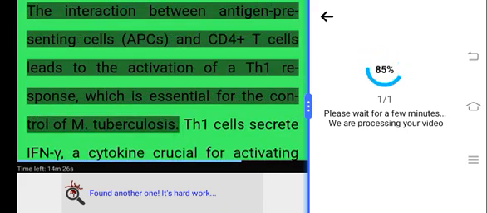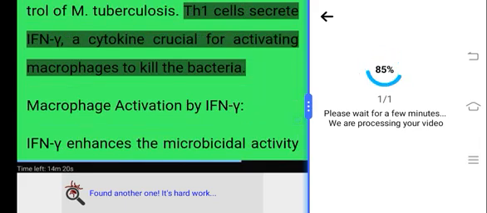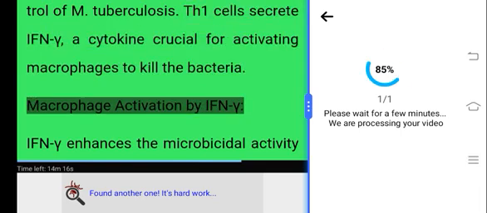The interaction between antigen-presenting cells (APCs) and CD4+ T cells leads to the activation of a Th1 response, which is essential for the control of M. tuberculosis. Th1 cells secrete IFN gamma, a cytokine crucial for activating macrophages to kill the bacteria. Macrophage activation by IFN gamma.